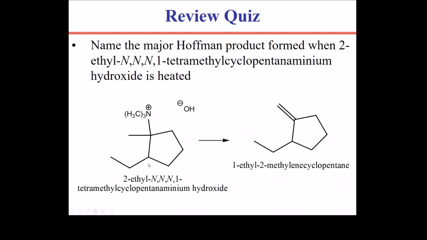Zaitsev would tell you to take this hydrogen. Hofmann would tell you to take it from this carbon, and nobody wants you to pull from this carbon over here. This ends up being the final product. The nomenclature on this is interesting because it has a methylene group. Methylene is a unique common name for a substituent. It's when a carbon is doubly bound into the parent chain. It's one of the few times that a substituent doesn't end in a YL ending.